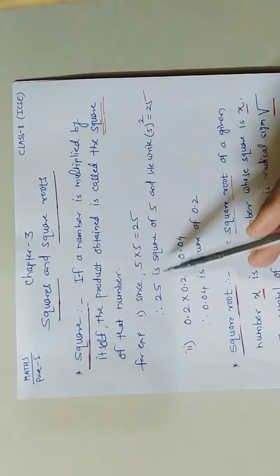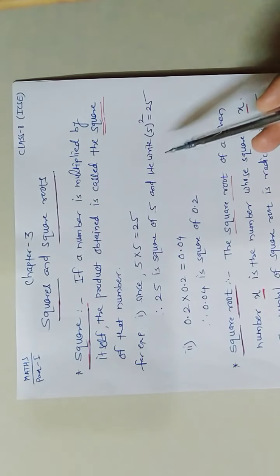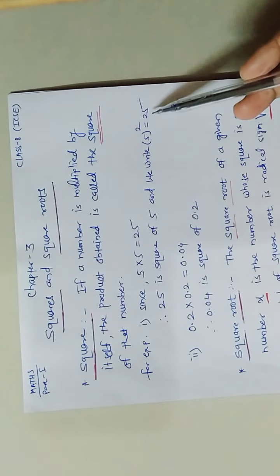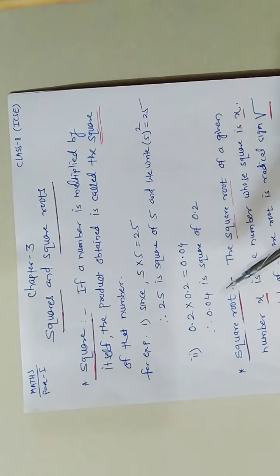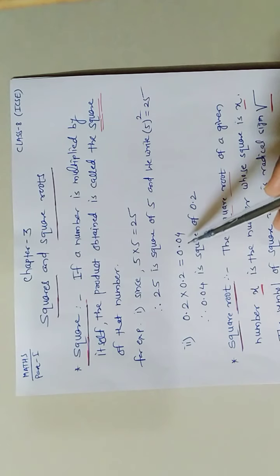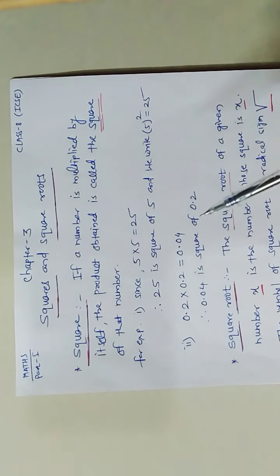So therefore 25 is the square of 5, and we write in brackets 5 raised to the power 2 is equal to 25. See another example. 0.2 multiplied with 0.2 is equal to 0.04. So therefore 0.04 is the square of 0.2. A square means a number is multiplied by itself, and the product obtained is called the square of that number.